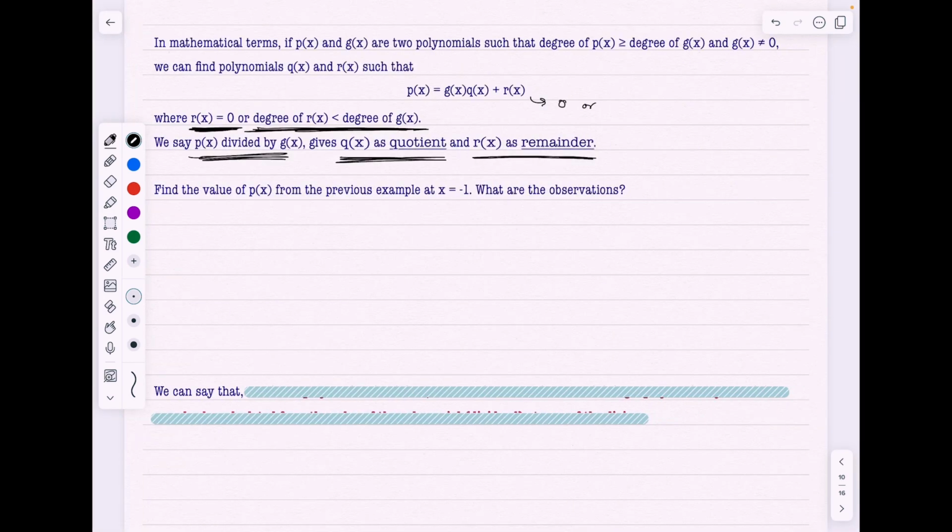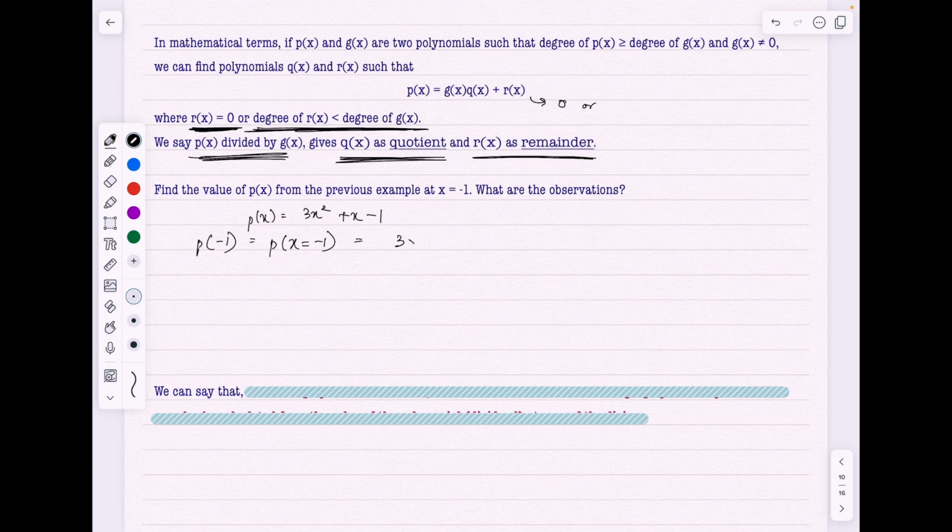Now I want you to do one thing. In the previous classes, I have told you how to find the value of a polynomial at a particular number. I want you to find the value of p(x), where p(x) is 3x square plus x minus 1, at minus 1. Instead of x, you put x equals minus 1 everywhere.